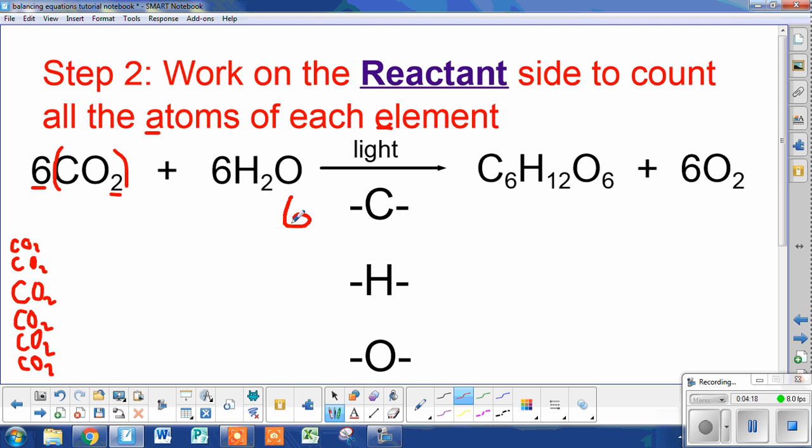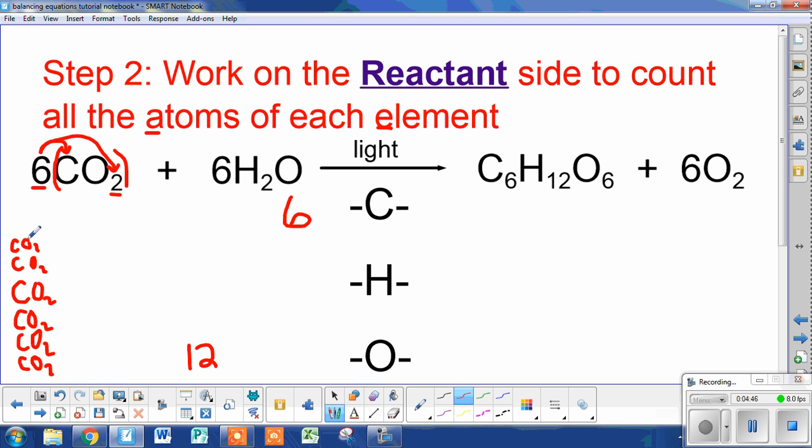If your brain doesn't work this way by writing out all the molecules, it's the distributive property. So I have to give the 6 to the C. And look, I have 6 C's, which is what I got when I wrote it out as well. Subscripts work a little bit differently. Whenever I distribute to a subscript, it works like multiplication. So I have 6 times 2, which gives me 12 oxygens.